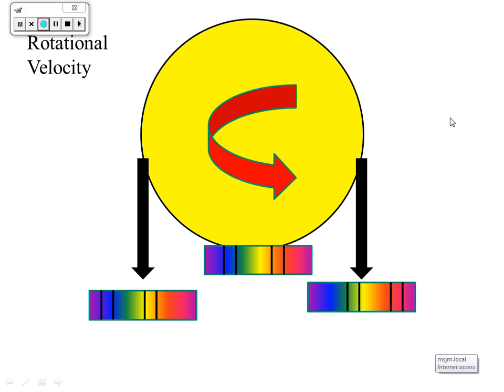Now, rotational velocity. This floored me when I was at uni. This is back, remember, I want to be back in the 1990s. No. Okay. Don't worry, when I went to university. But even back then, we could work out how fast stars were spinning. And it just floored me how we could do this.